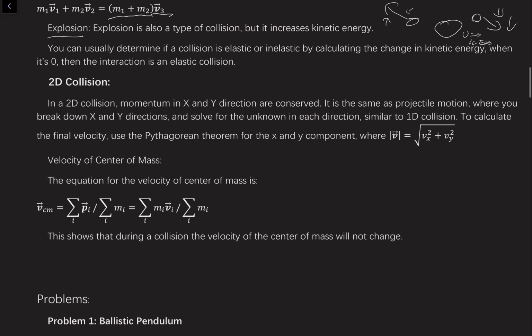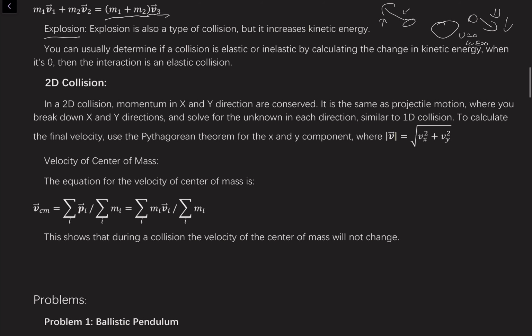So let's talk about 2D collision. Usually momentum is always conserved in both the x and y direction. Since momentum is a vector, you can break it into x and y components. For the final velocity, we can use the Pythagorean theorem to calculate.